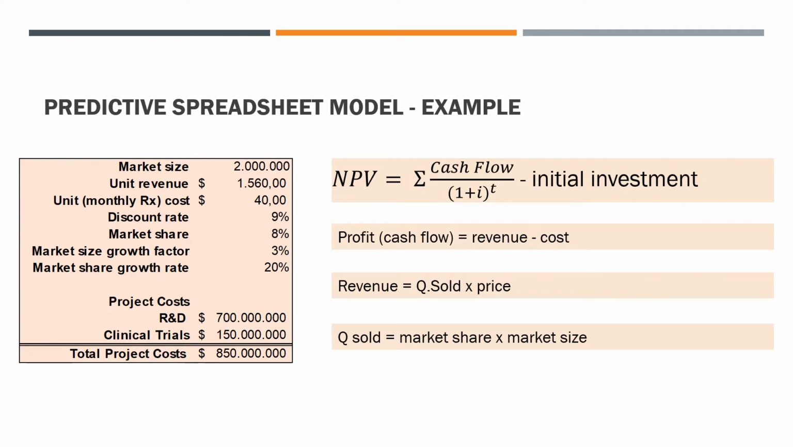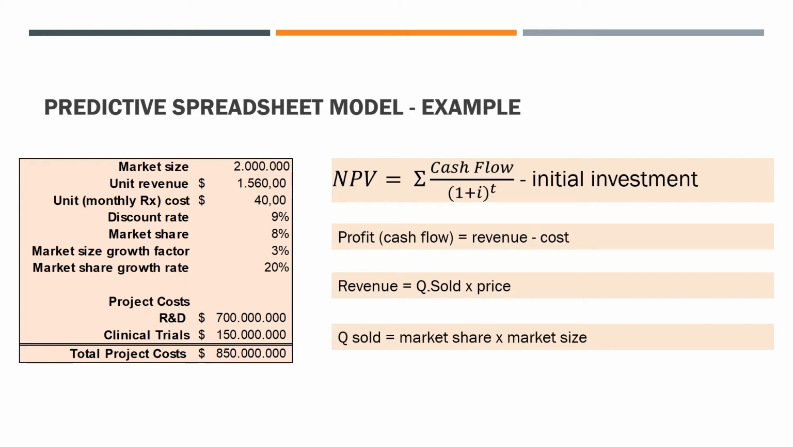So here is the input. In the input section, you put everything you know, or every assumption you develop in the first place. We have market size assumption, unit revenue, cost, discount rate, market share, market size growth, market share growth rate, etc., and also the project cost.